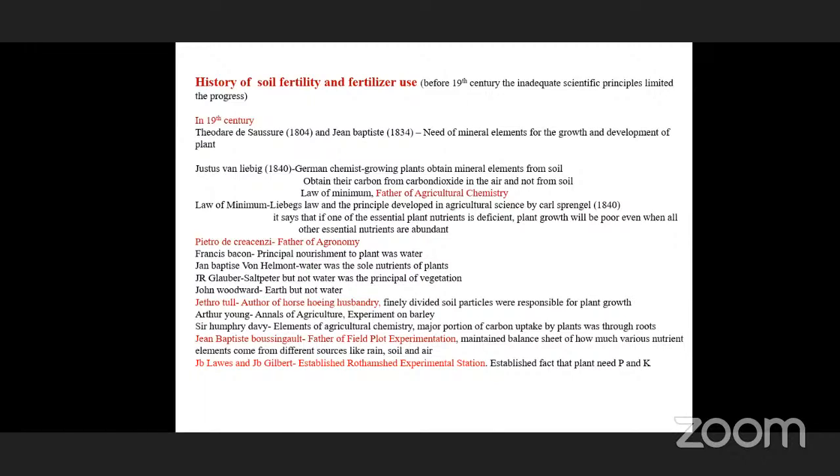So even if one element is present in less quantity, the yield may become poor due to that one deficient element. And it was developed in agriculture science by Carl Sprengel in 1840.